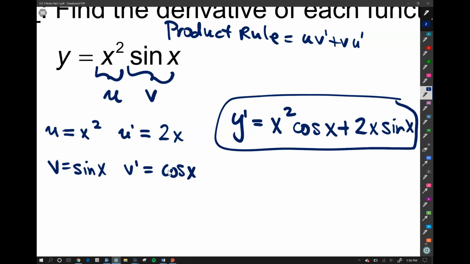Were you here when I graphed? Okay, cool. Just make sure. So derivative of sine is just cosine, and derivative of cosine is negative sine.